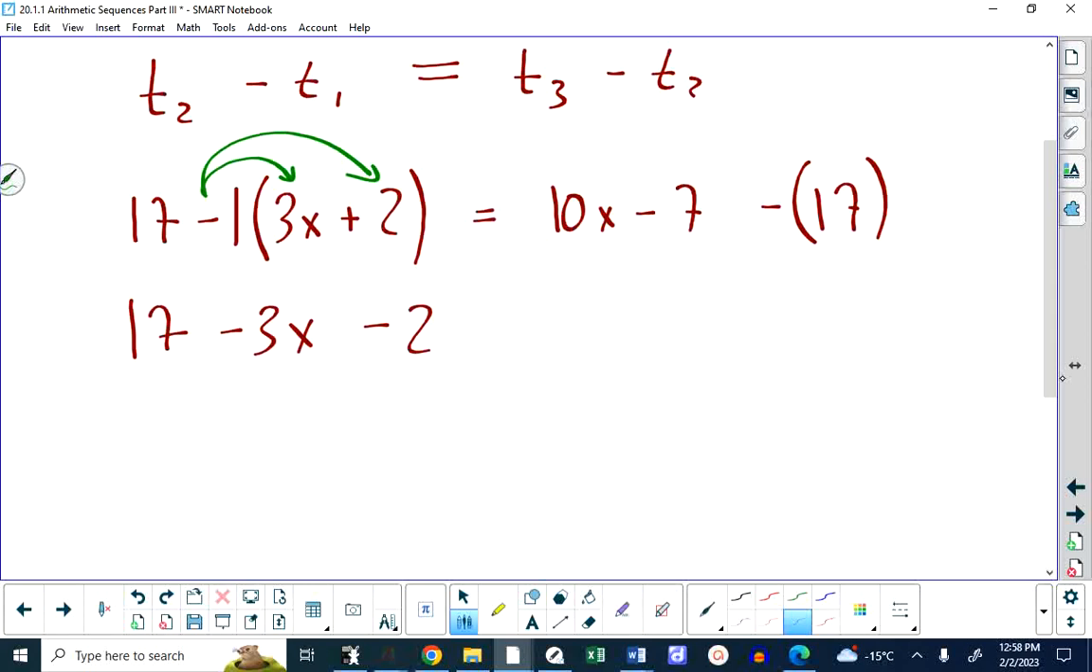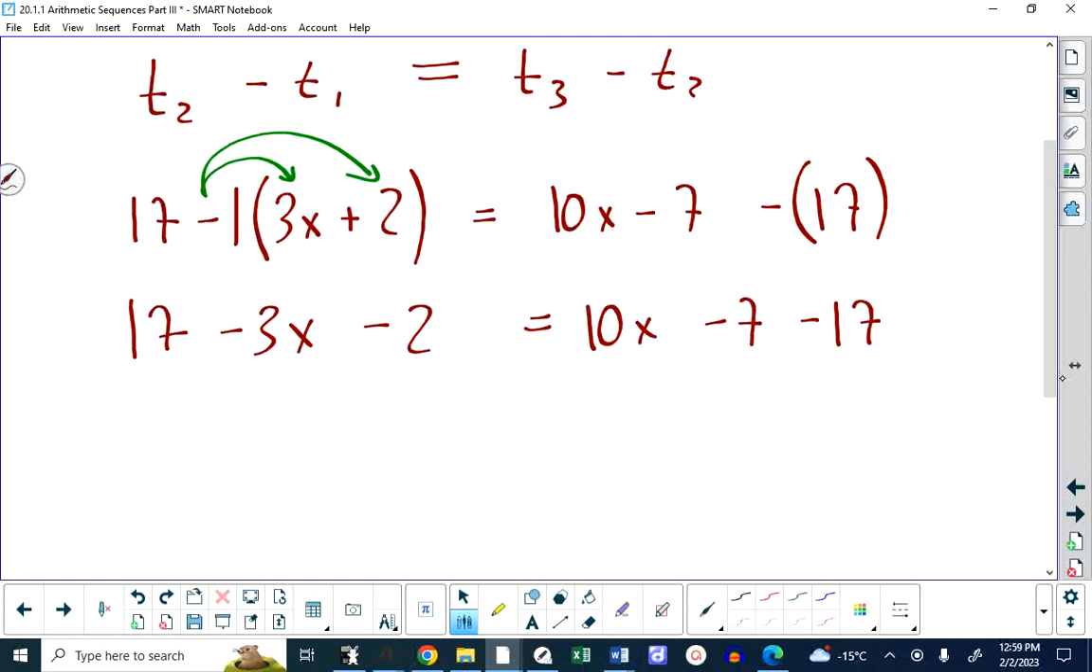But the bottom line is you end up with 17 minus 3x minus 2 equals 10x minus 7 minus 17. And so now you know me, even after a couple of days. It's not all about content. It's not all about sequences and series and all this stuff. Right now it's about math. You have an equation, and you're often told by earlier grades or in earlier grades and classes by your teachers, one of the first things you should do is simplify. And I just want to stress something here.